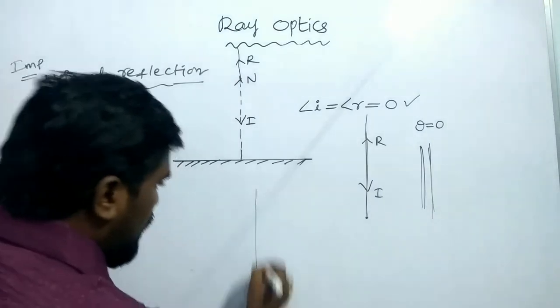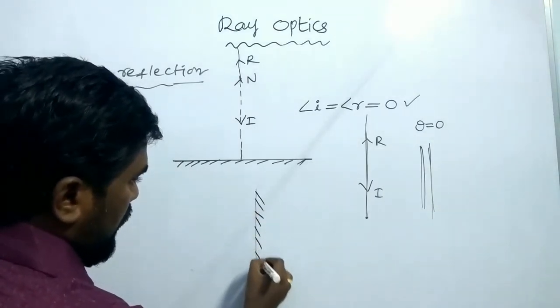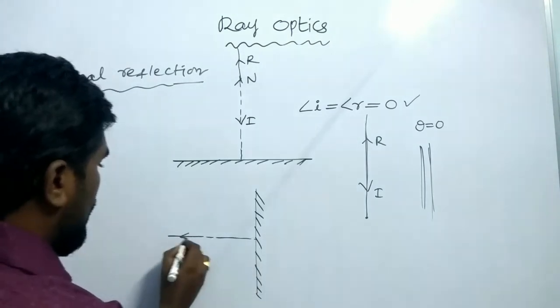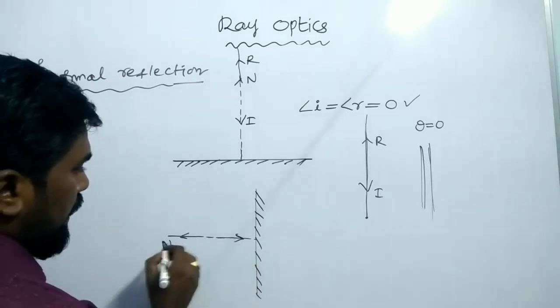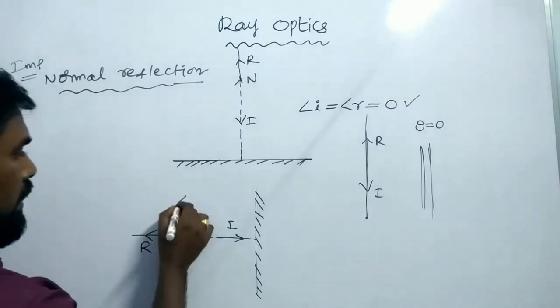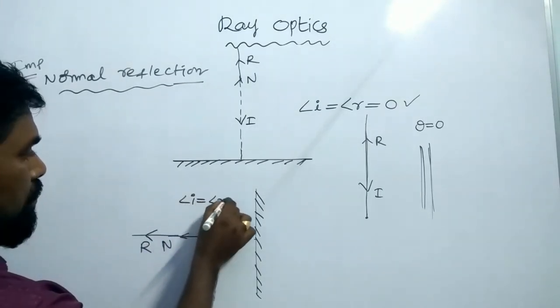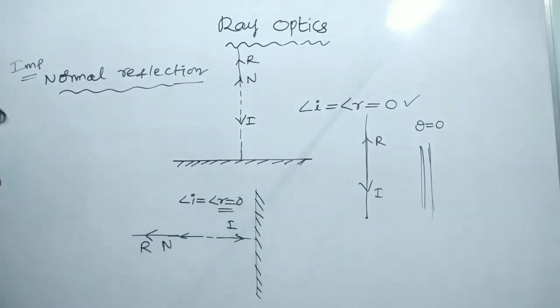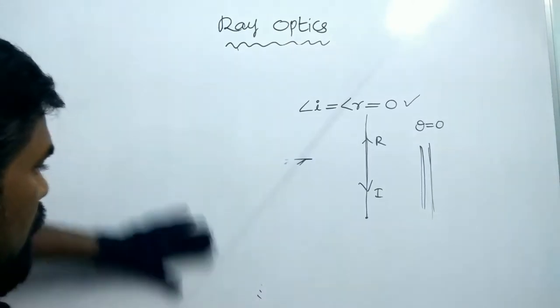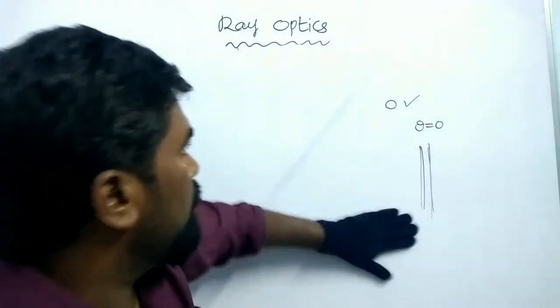So suppose this is a plane mirror which we have to assume here, and this is the normal line which you have to draw, and this is the angle of incidence, and it will be reflected back in this direction. So here the angle of incidence is equal to the angle of reflection, which is zero. Very, very important for the normal reflection. Okay, right. So now let us see the formation of images by the mirror.